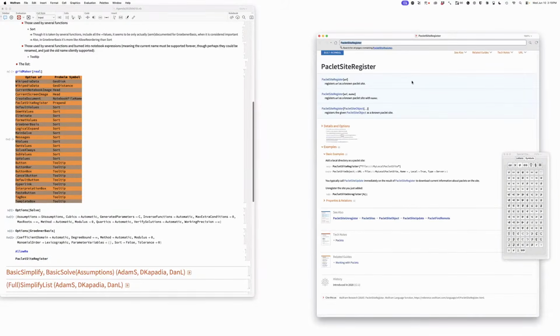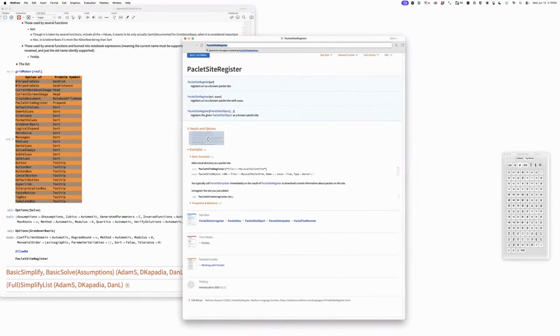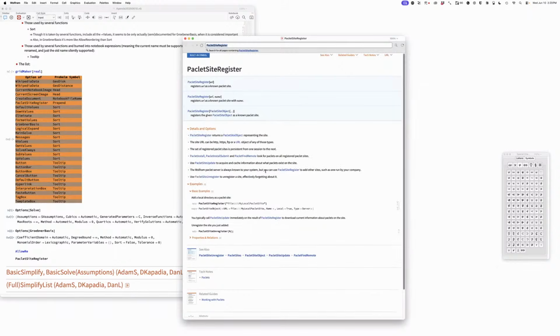Okay, PacletSiteRegister. How could a modern function have ended up with something like that? That's crazy. Maybe someone that doesn't know design. Because you weren't paying attention when Todd showed this to you. He should. This is what it always used when it was still in the Paclet Manager context. But it isn't even documented here.